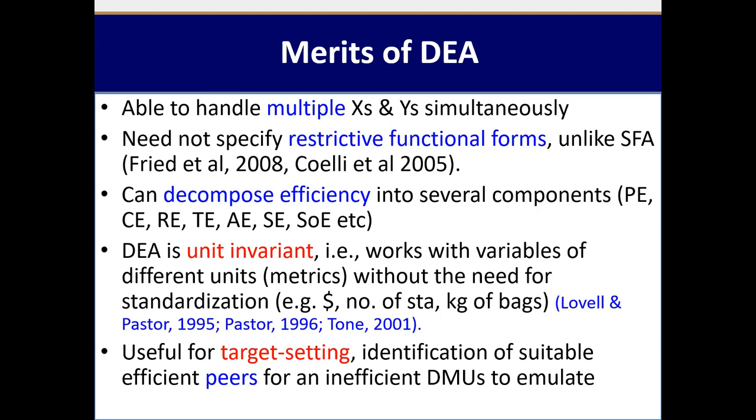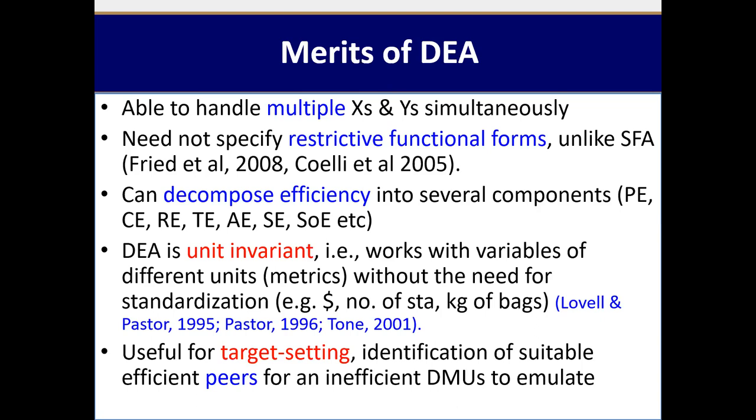Because the inputs and outputs are plenty in real life. And the last time we indicated that the SFA, or the parametric analysis, does not effectively handle multiple inputs and multiple outputs. Of course, there are new developments where they are able to do that. Okay. So that is one advantage of DEA.